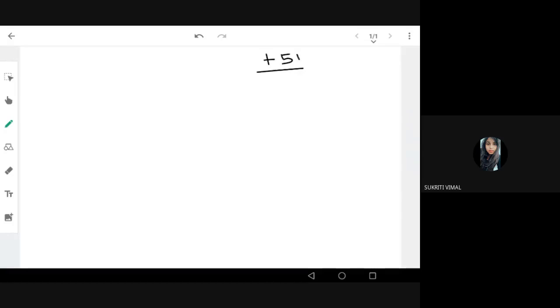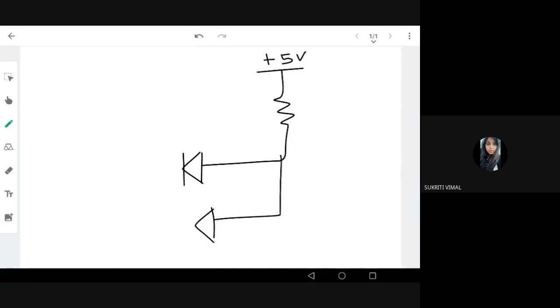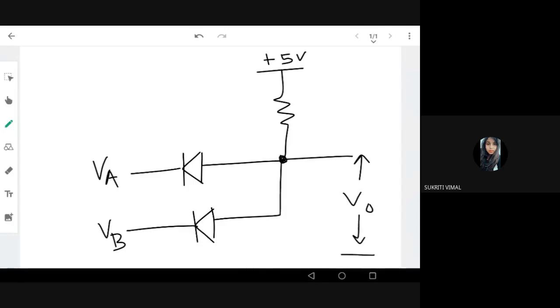I'll draw this circuit once again. This is the high voltage plus 5, this is a resistance R, and two diodes are connected. This is VA, this is VB. Now the output I'm taking across here and ground. This is diode D1, this is diode D2, and this is resistance R. So this is the circuit we are given.